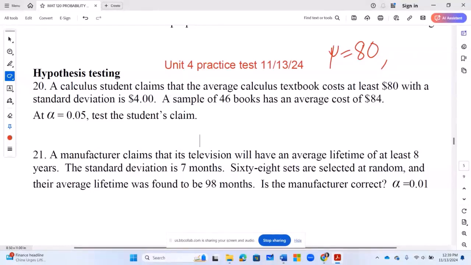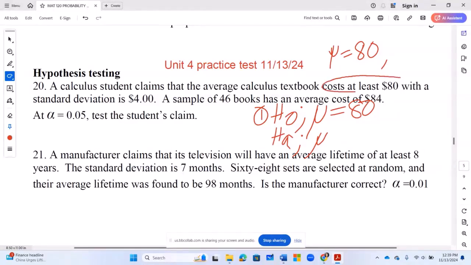I can state the claim. So number one, state the claim. The null hypothesis: the mean of the population is $80. The alternative hypothesis: the mean, well, they talked about at least. So because the keyword is at least, it's a one-tail right test.